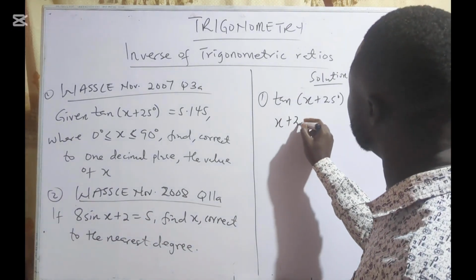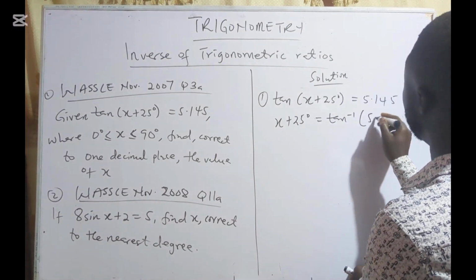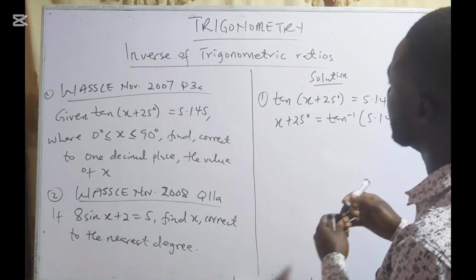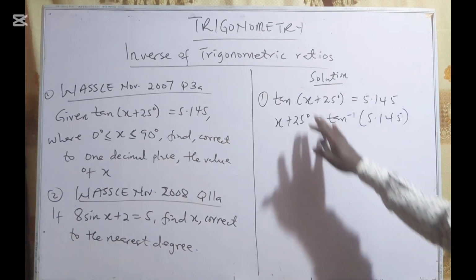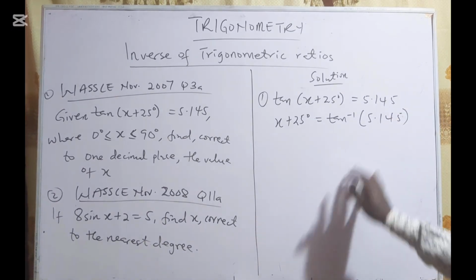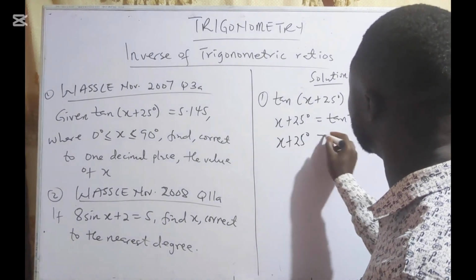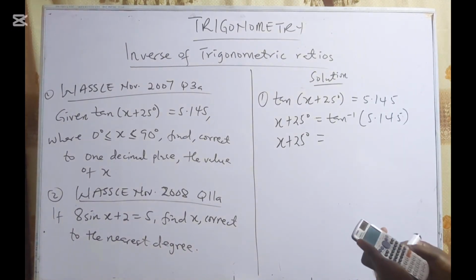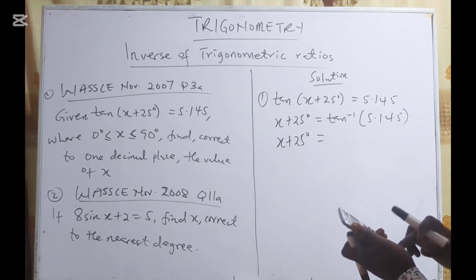So my x plus 25 degrees is going to be tan inverse of 5.4145. Please take note, don't expand this like you are expanding a normal algebraic expression. Just find the tan inverse of this. Because they are all an angle, you put this on the calculator and find the value of x. So I'm going to have x plus 25 degrees equal to tan inverse of 5.4145.